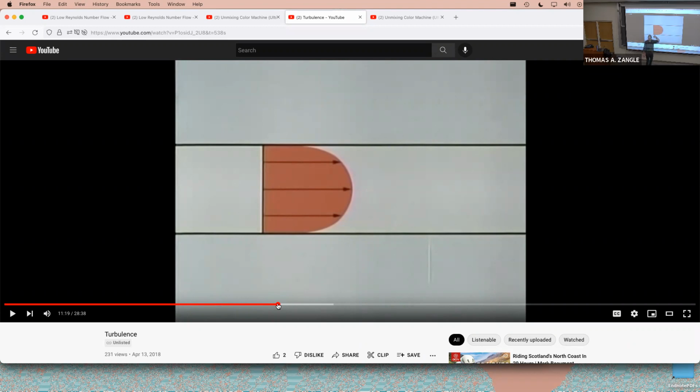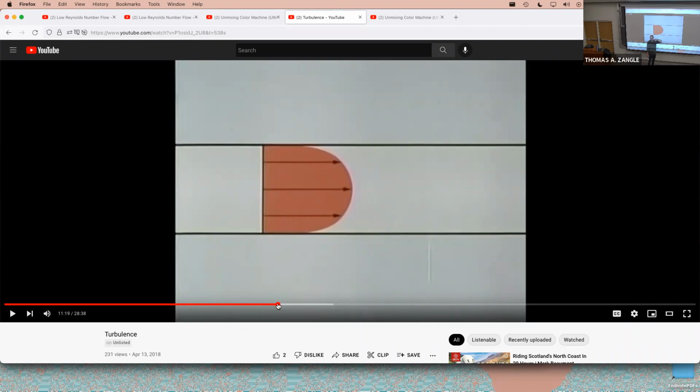It's the mixing of momentum in turbulence that causes this velocity profile to be pretty flat and uniform across the pipe. So turbulence mixes the flow. It mixes dye, we've seen that. It also mixes momentum, and that mixing of momentum is what's going to drive this velocity profile.